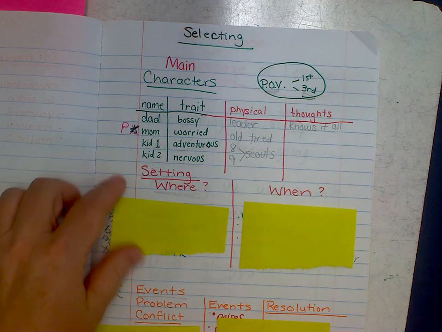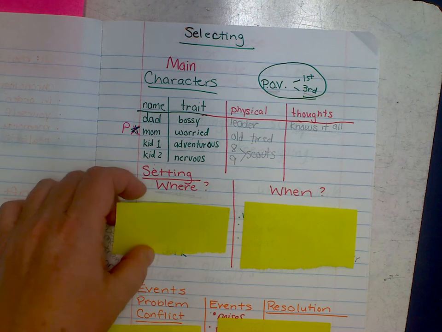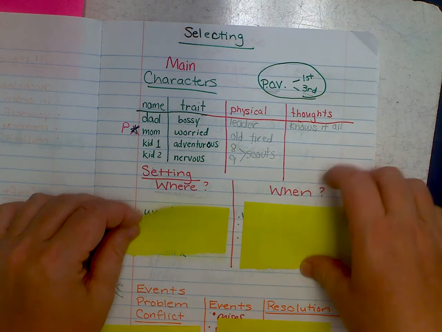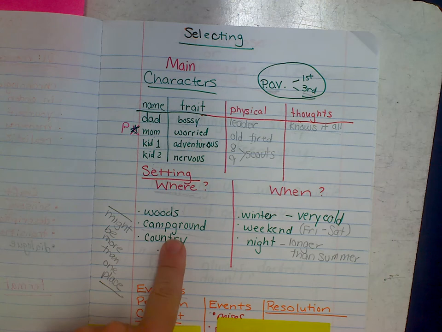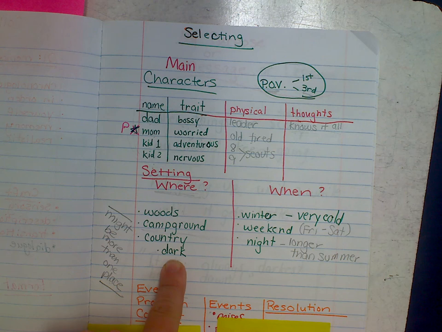All right, friends. So now we're ready to pick a setting. Remember, a setting is where and when. So my camping story is going to happen in the woods at a campground, kind of in the countryside, and part of the description is that it is going to be dark. No ambient light like we have in our cities, like street lights and lights from businesses, and it's going to be dark out there. We're going to experience dark like a blanket.